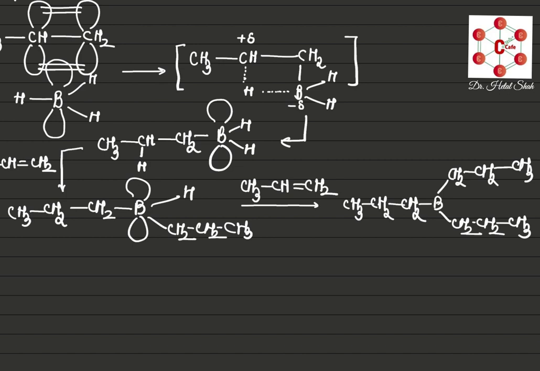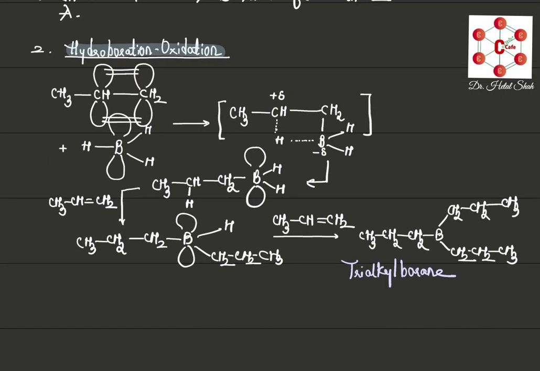Now, what is this called? This is called a tri-alkyl borane. Instead of alkyl, you can write tripropyl here. Tripropyl borane, right? So this is the first step. Now, okay, once you know this, right?